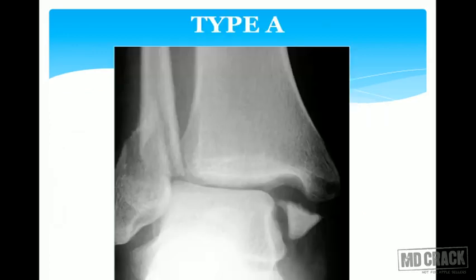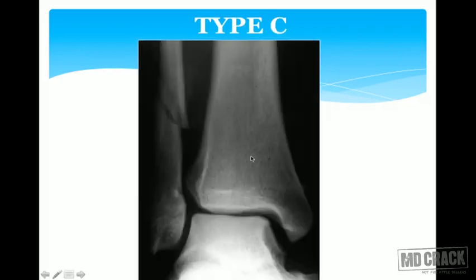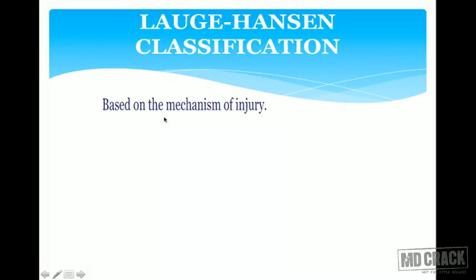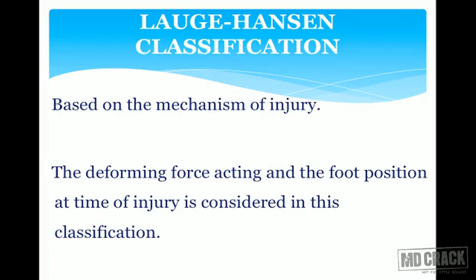This is an X-ray picture of type A, which is below the syndesmosis. Type B is at the level of the syndesmosis, and this is type C, which is above the level of the syndesmosis. The other classification is the Lauge-Hansen classification, which is based on the mechanism of injury. The deforming force acting and the foot position at the time of injury are considered in this classification.